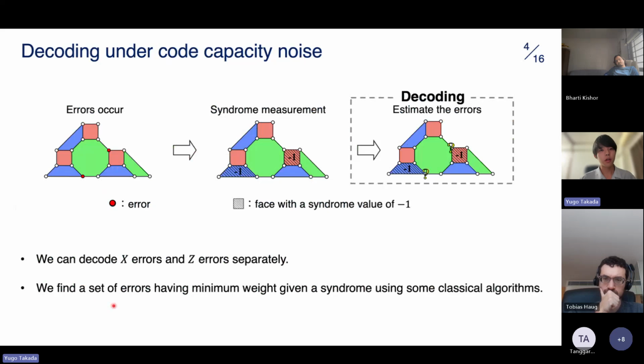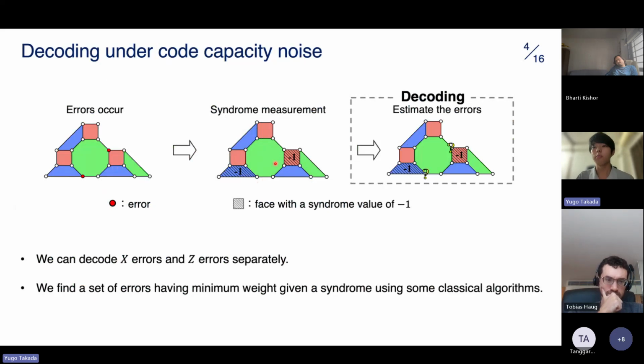For those who are not familiar with decoding, I'm going to briefly explain what decoding is in color codes. Because color codes are CSS codes, which means stabilizers consist of either only Pauli X or Pauli Z, we can decode X errors and Z errors separately if we don't consider the correlation. For example, if errors occur like this, the syndrome of the stabilizers that anticommute with the error changes to -1, so the blue one and red one change to -1, and the green one doesn't change because it commutes with the errors.